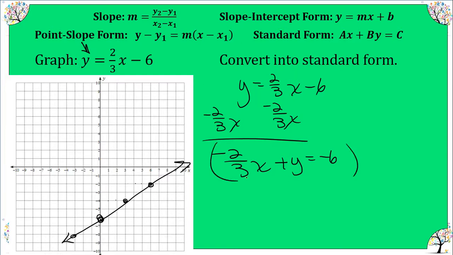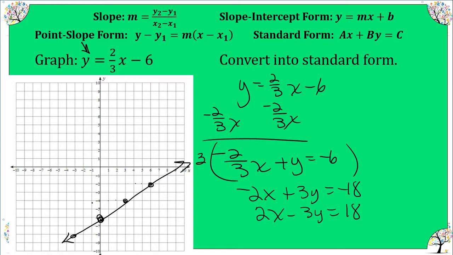We can't have a fraction as our a, so we'll multiply by 3. That gives me negative 2x plus 3y equals negative 18. Or if we want the leading coefficient to be positive, we could say positive 2x minus 3y equals positive 18.